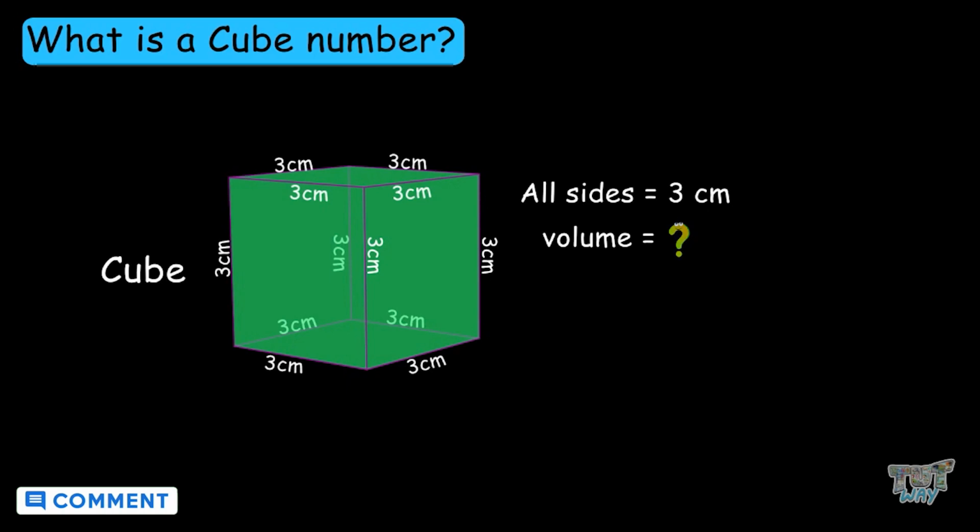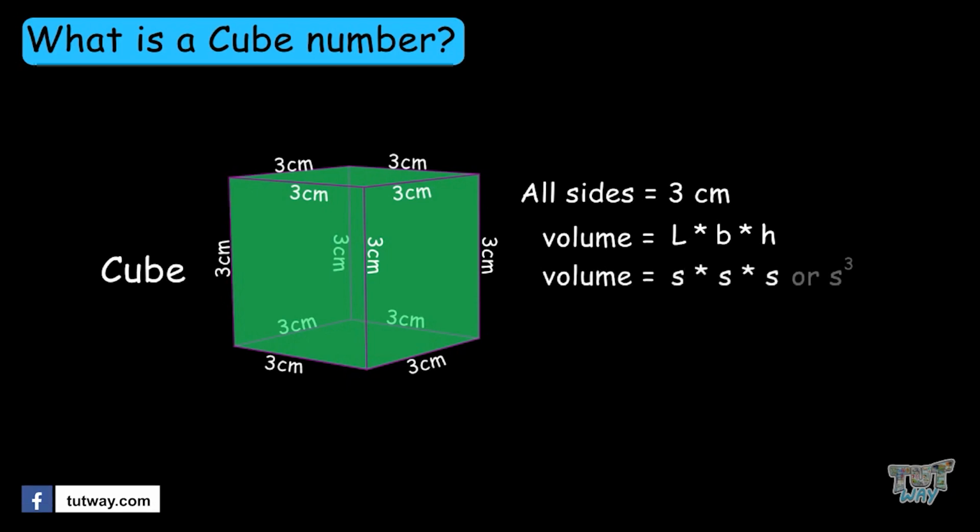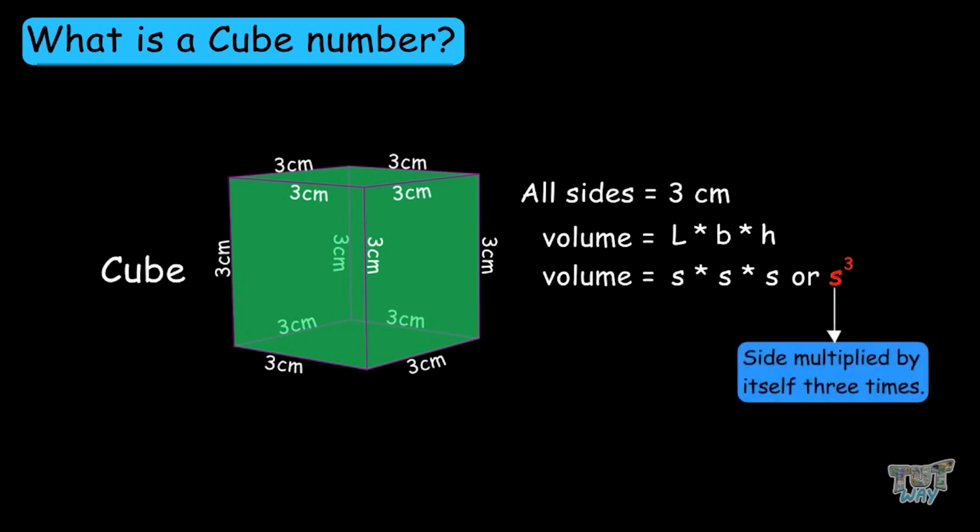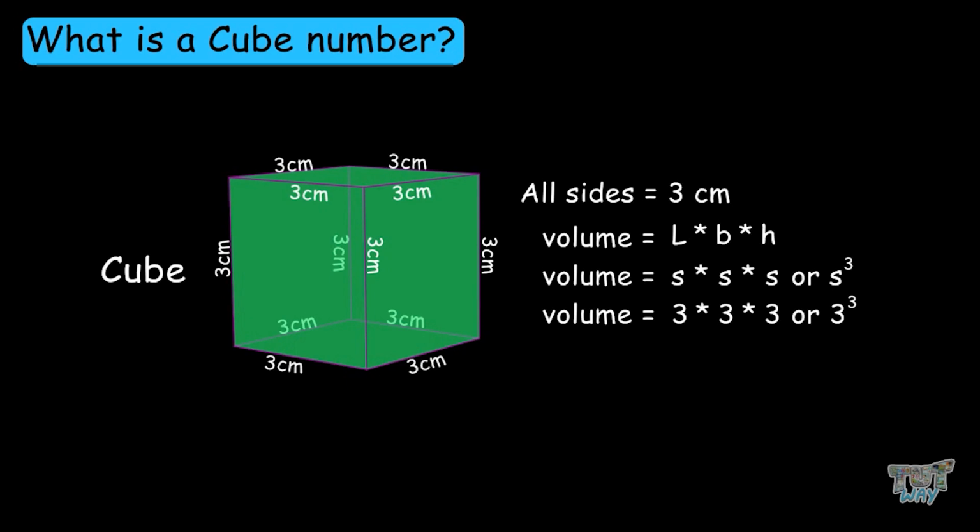Volume of a cube and cuboid is length multiplied by breadth, then multiplied by height. But all the sides are the same in the case of a cube, so we can write the volume of a cube as side multiplied by side multiplied by side. That is side cubed. You can write volume is 3 cubed, or 3 times 3 times 3, which will be 27. So volume of this cube is 27 cubic centimeters, and 27 is said to be a cubic number.